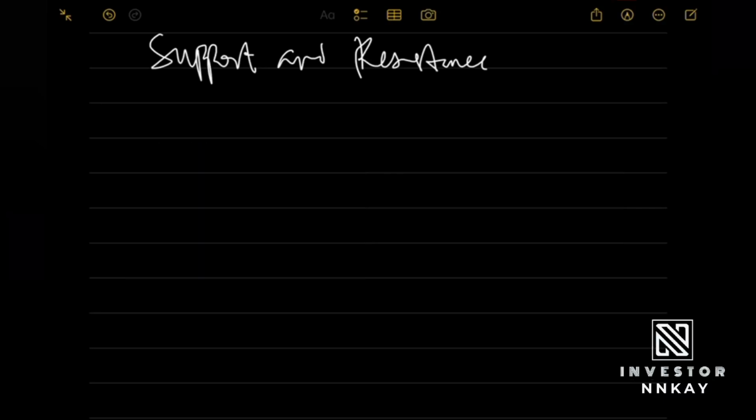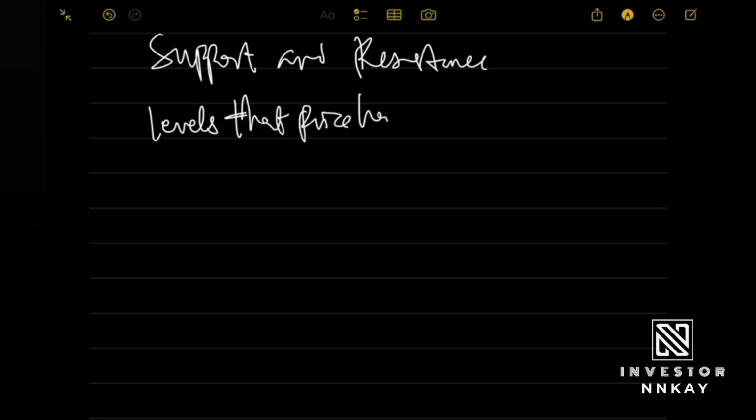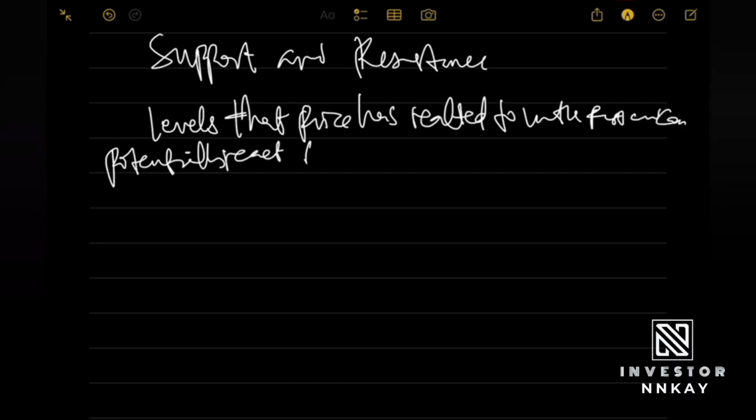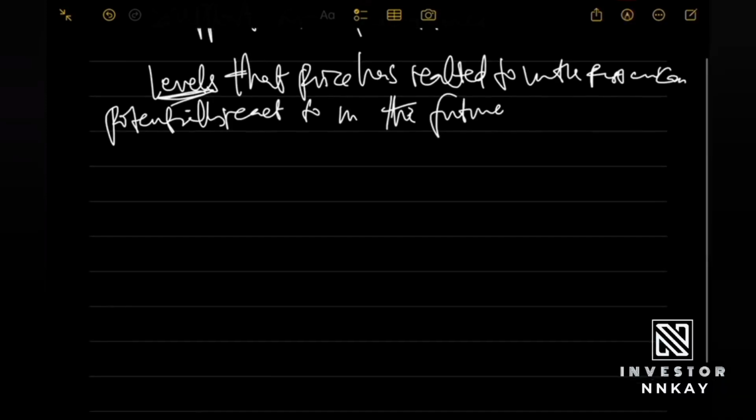Alright, so support and resistance, they are levels that price has reacted to in the past and can what? Potentially react to in the future. There are levels, take notes, there are levels, price levels.